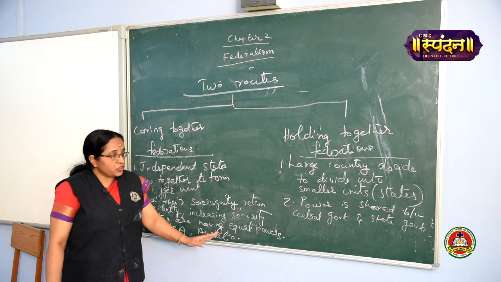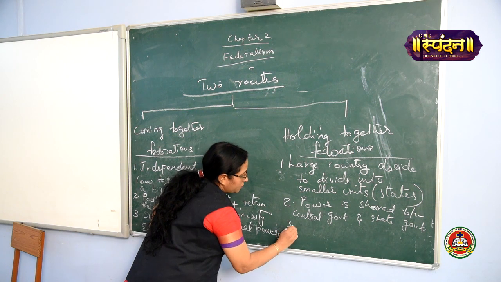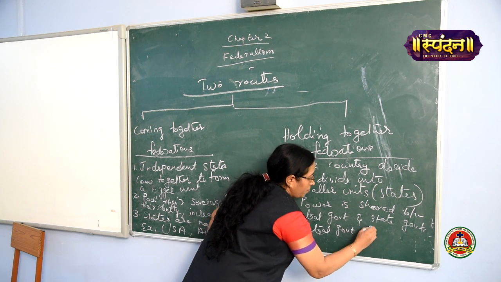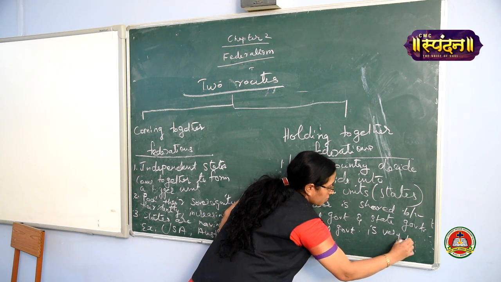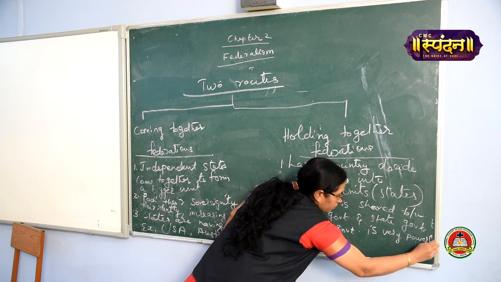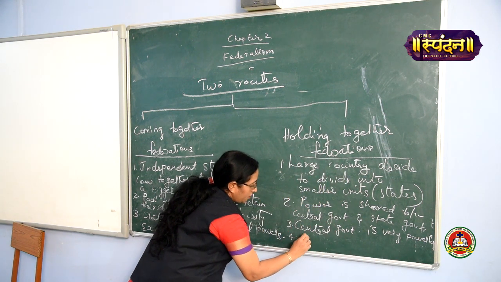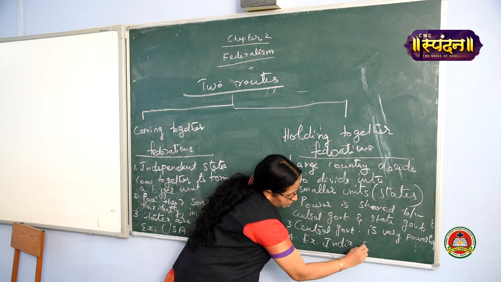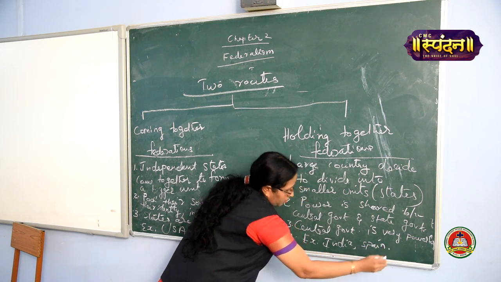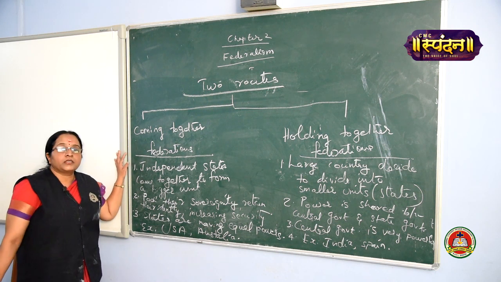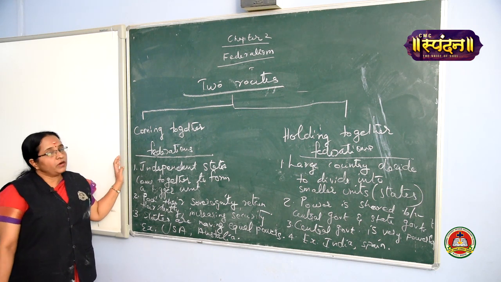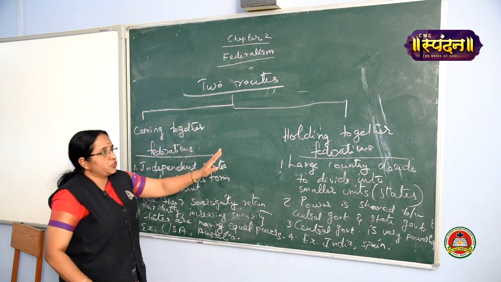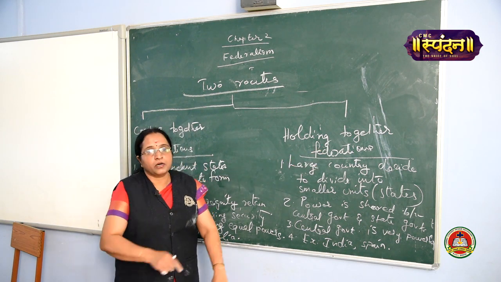Here the central government is more powerful, that is very important. The central government is very powerful. Example, India, Spain. Now see, there are two routes to the federations. What are the two routes? Please repeat with me, children. Coming together federation and holding together federation.